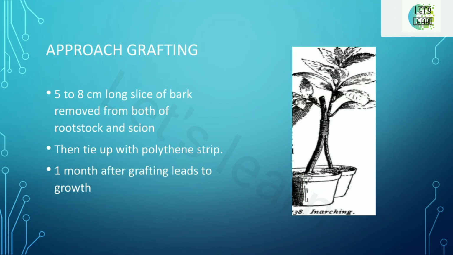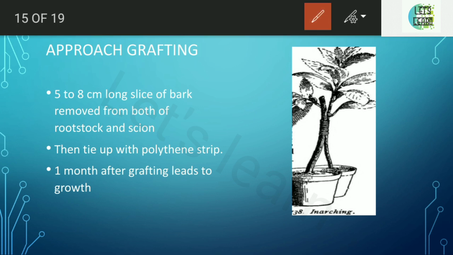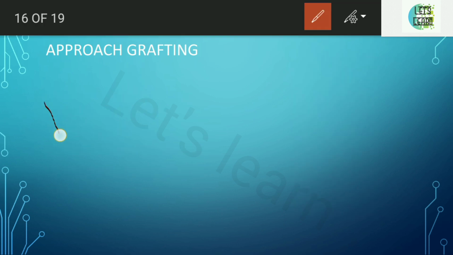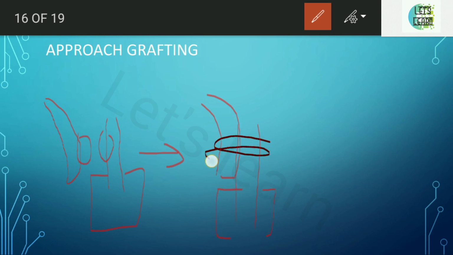Okay, a 5 to 8 centimeter long slice of bark should be removed from both the rootstock and scion. Then it can be tied up with the polythene strip. One month after grafting leads to the growth. Okay, a scion from a well established tree should be selected, and the rootstock should be a 1 year old rootstock. Here a piece of bark should be removed from both, of the same size.